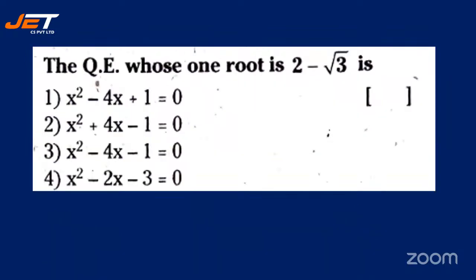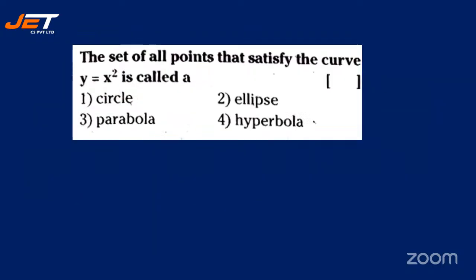The quadratic equation whose one root is 2 minus root 3 is dash. Right? So whose one root is 2 minus root 3. In this case, you can use minus b plus or minus root of b square minus 4ac by 2a. In that case, you will quickly get the answer. Okay, so you will get x square minus 4x plus 1 is equal to 0. That is the answer. All right, see the next question.